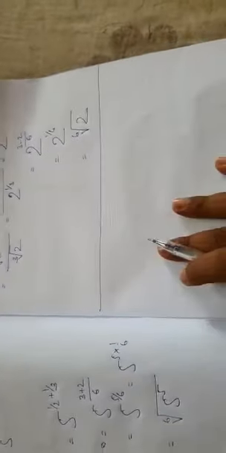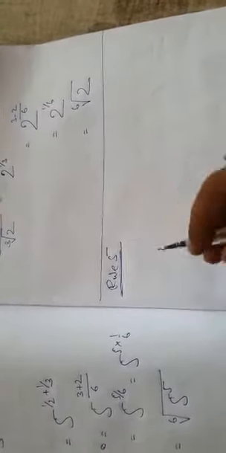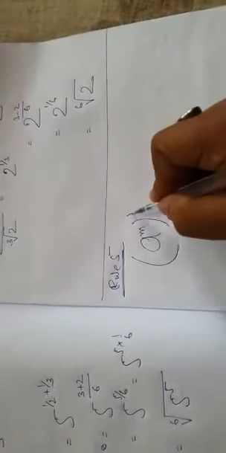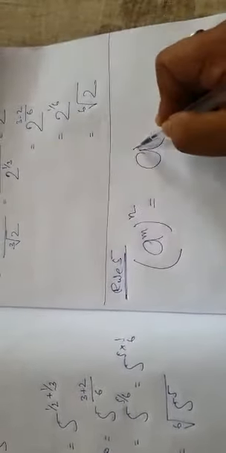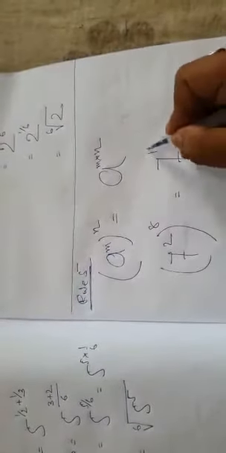Now there is another rule, number 5. Suppose it is a to the power m whole to the power n, then always remember it is a to the power m into n. That means if there is 7 square whole to the power 8, then it is 7 to the power 2 times 8, which is 16. If there is 8 square whole to the power 3, then it is 8 to the power 2 times 3, so 8 to the power 6.